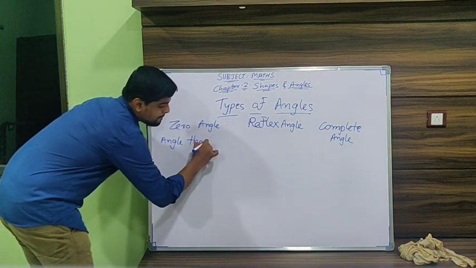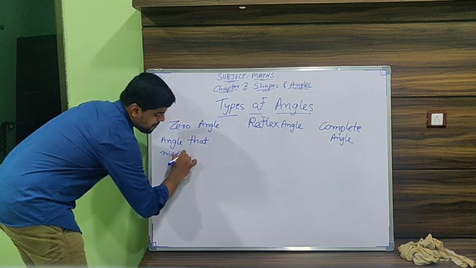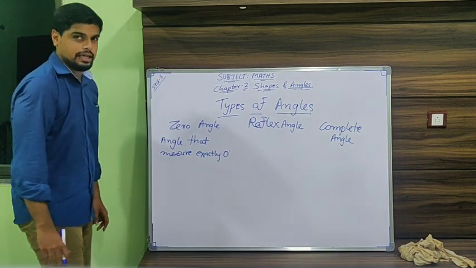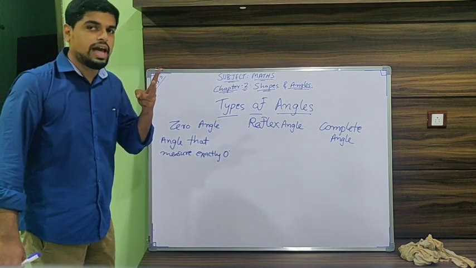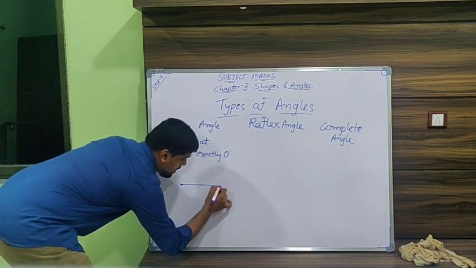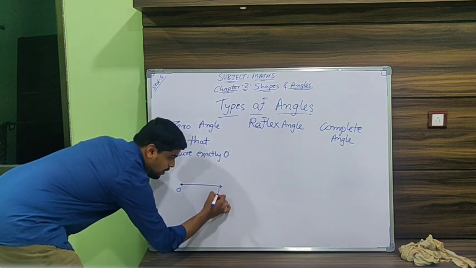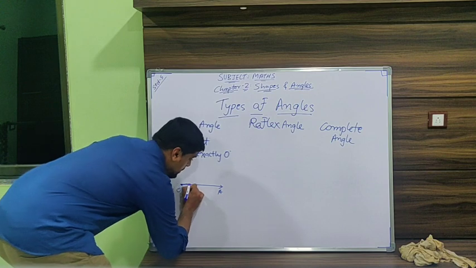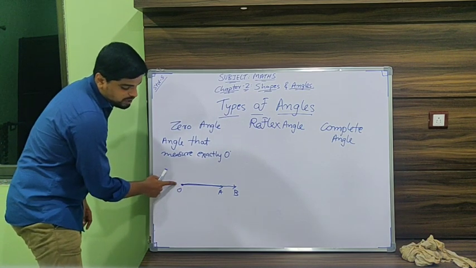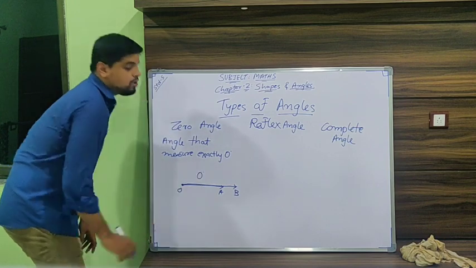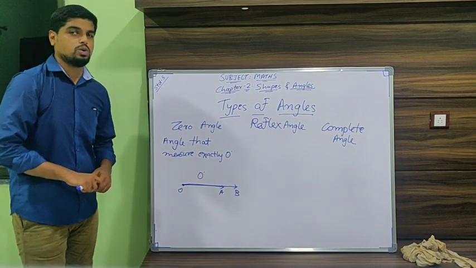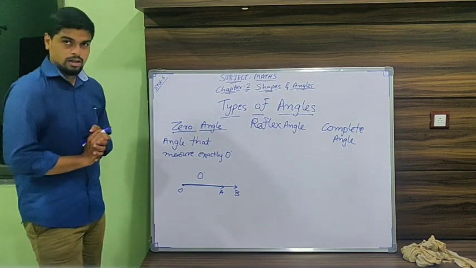The angle that measures exactly 0 degrees. That means the distance between both the arms of the angle is how much? Zero. So if I say I have drawn ray or arm OA, and if I draw arm OB, here as you can see, the distance between OA and OB is zero. So if an angle measures zero, such an angle is known as a zero angle. Am I clear?